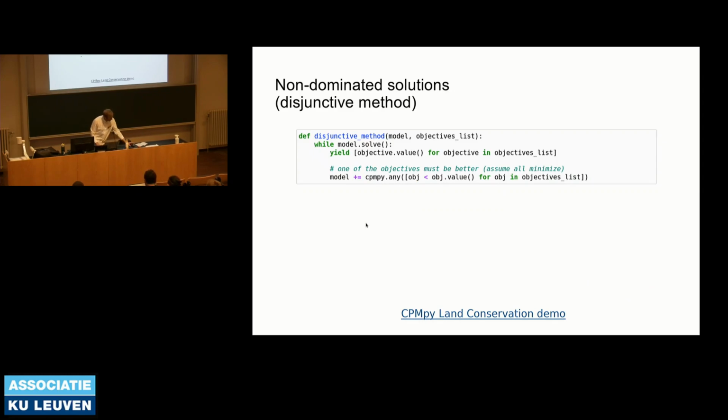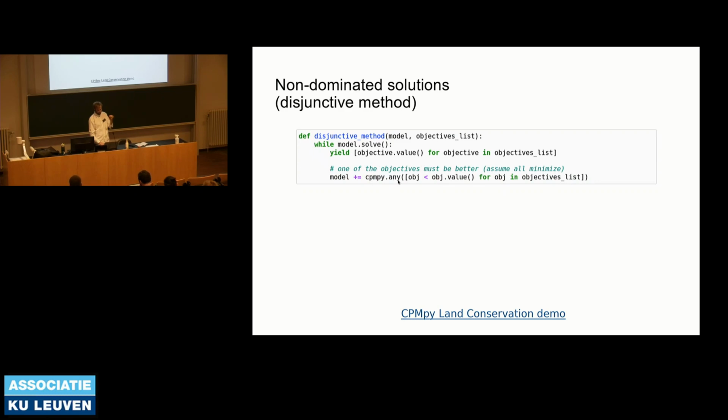I don't think I have time to show you the nice demo of Marco, but one thing that you could do, for example, is to enumerate all non-dominated solutions. A very simple approach to that is the disjunctive method. As you call the solver, you get a solution, and you output the objective values, and then you say that for the next solution, one of the objectives has to be better than the solution that you just got. Okay, so that's the constraint that you add.